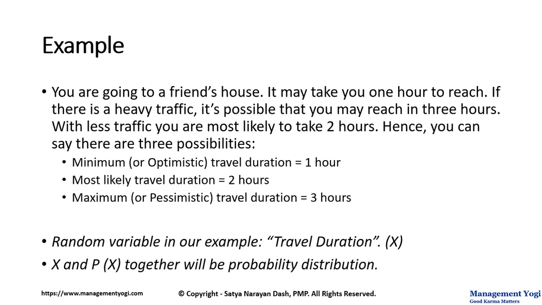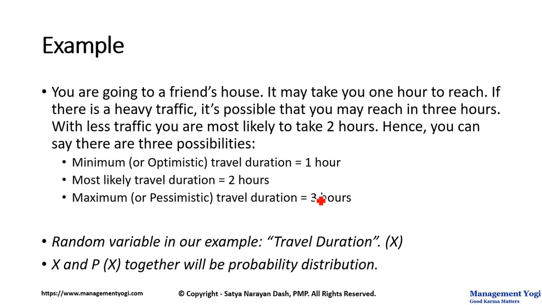So I am repeating the example that we have seen before. You are going to the friend's house. It may take you 1 hour to reach. If there is a heavy traffic, it is possible that you may reach in 3 hours. With less traffic, you are most likely to take 2 hours. Hence, you can say there are 3 possibilities.